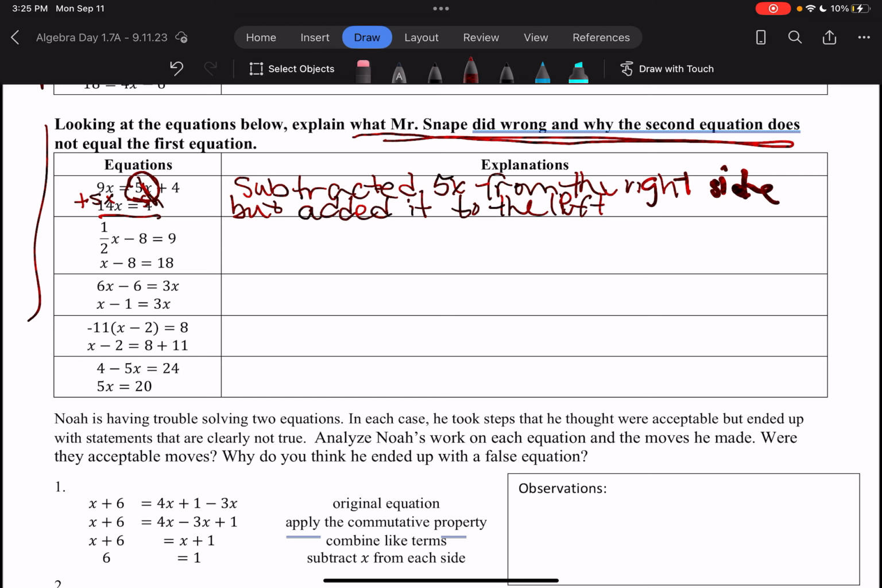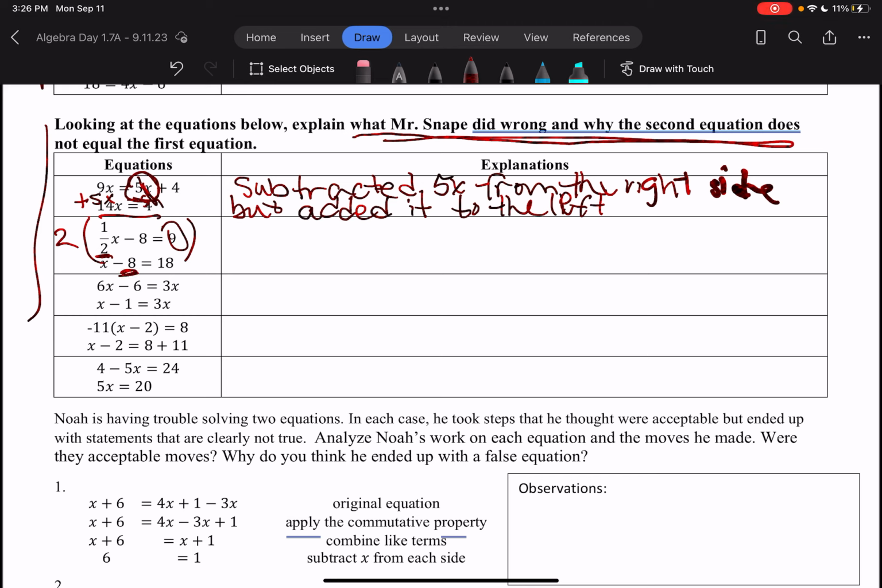Okay, this second one here, we go from 1/2 x minus 8 equals 9 to x minus 8 equals 18. So here it looks like what Mr. Snape did is he went ahead and multiplied the equation by 2 so that he got rid of this 1/2. Remember that 1/2 times 2 is just going to be 1. So he got rid of that 1/2 in front of the x and then made this 9 into 18 by multiplying by 2. But notice that this 8 has stayed the same.